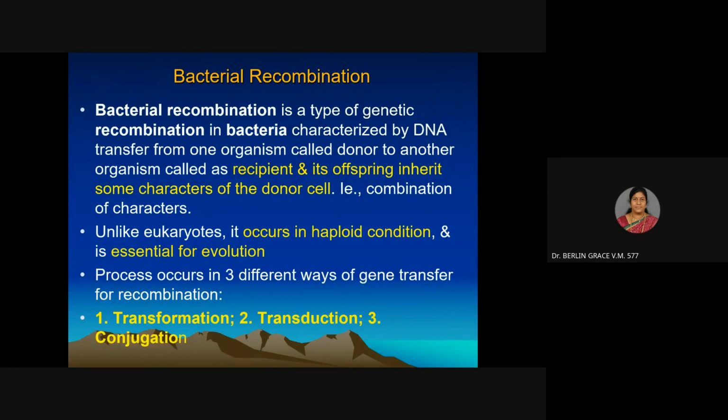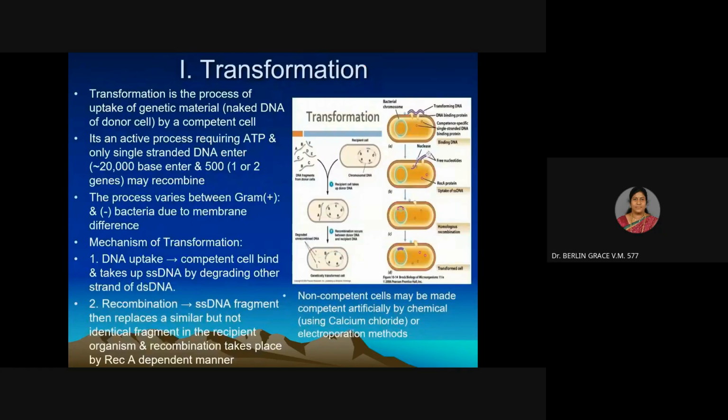The last part is bacterial recombination. Bacterial recombination is where DNA comes closer and an exchange happens. This can be done in prokaryotes by three processes: one is transformation, next is transduction, and next is conjugation.